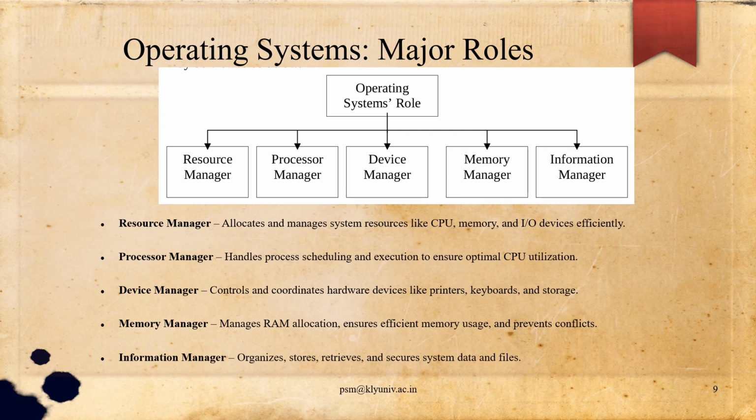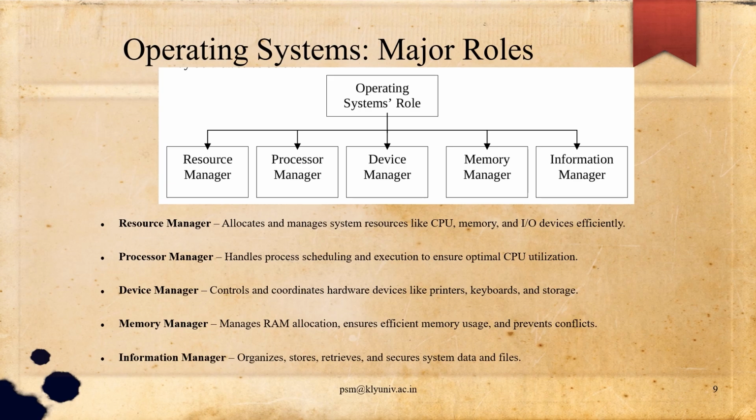Then the second important role of an operating system is as a processor manager. As a processor manager, the major role is to sequence different kinds of operations. When a big job comes, how to divide that big job and utilize different cores or different numbers of CPUs to perform that job simultaneously. That we technically call parallel processing.